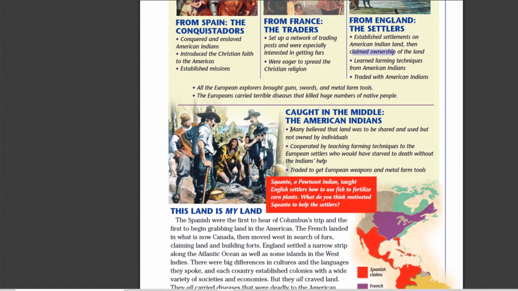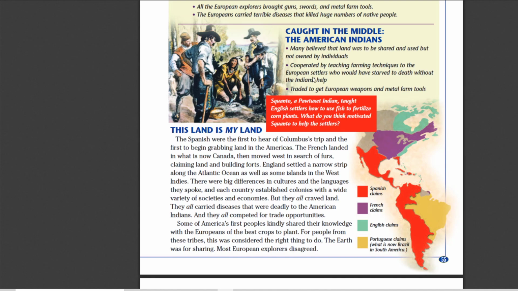So here when we're looking at American Indians, they believe that the land was to be shared and used, but not owned. Very important. Make sure you remember that. Indians believe that land should be shared and used, but not owned. They cooperated by teaching farming techniques to the European settlers who would have starved to death without the Indians' help, so they're very important to the colonization effort. And they traded with European weapons and farm tools.